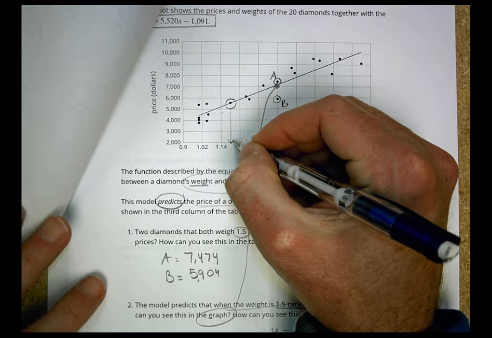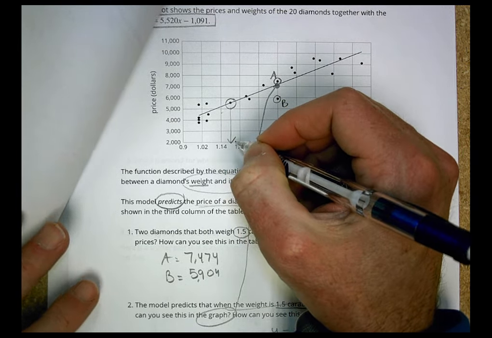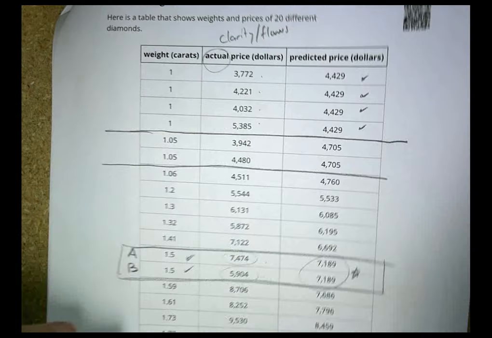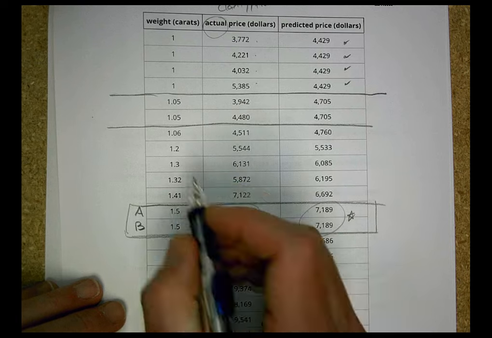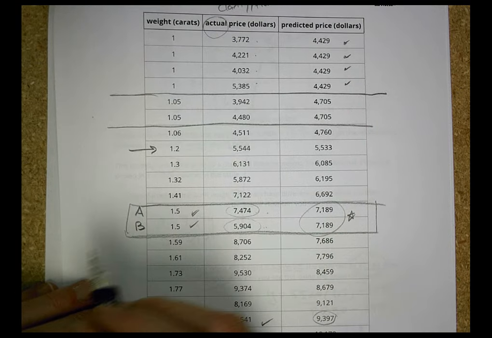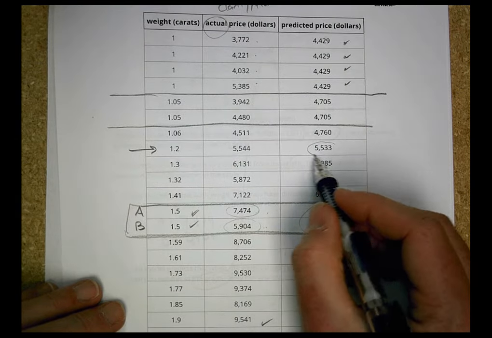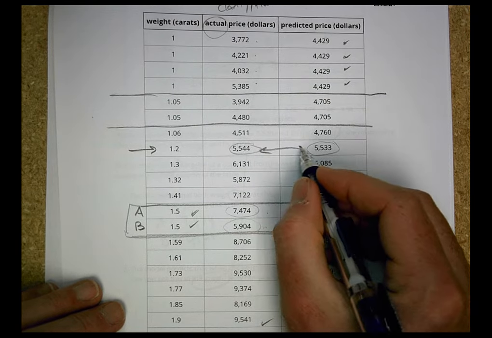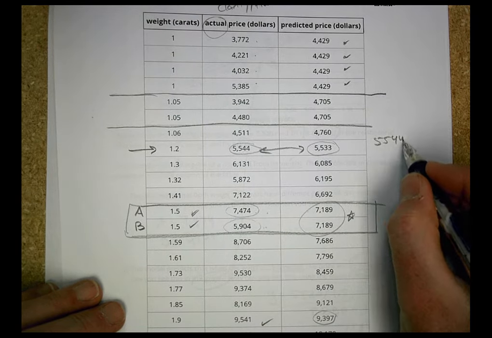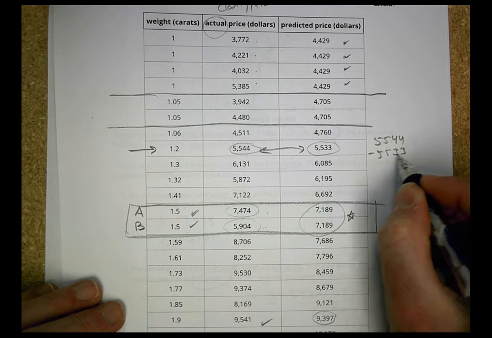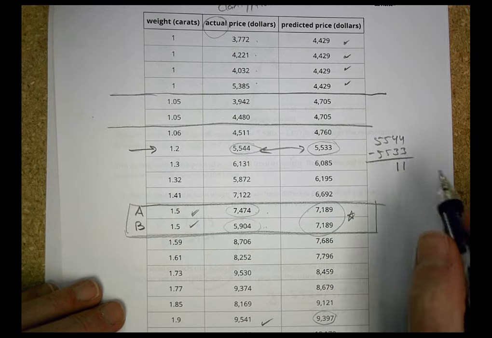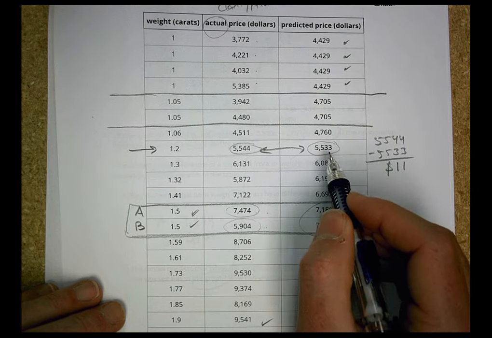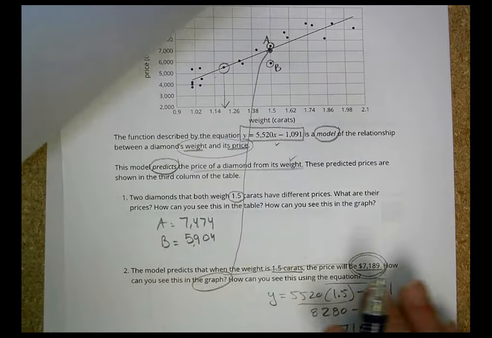It's right there. So maybe somewhere about the 1.2 range. So I know I'm looking for something in about the 1.2 range. So when I go on my table, I see one right here at the 1.2 range, and we see the predicted and the actual. And what's the difference between these two values here? We have 5,544 minus 5,533. The difference there is only $11, meaning that the predicted price was only $11 less than the actual price there.